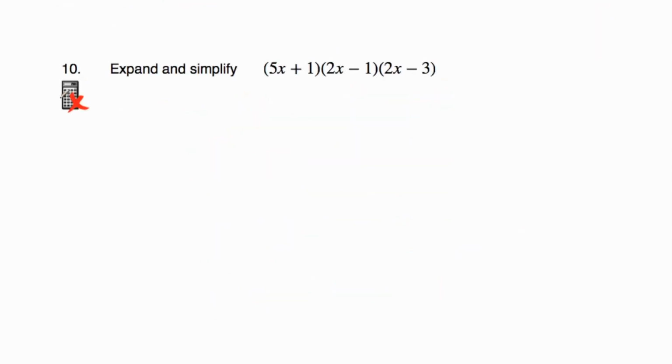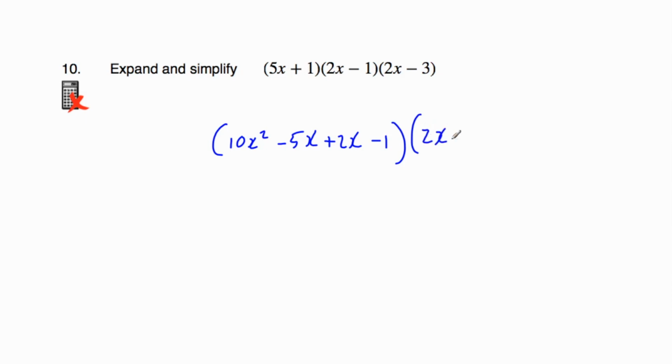Okay, let's have a look at question number 10. So question number 10 says expand and simplify 5x plus 1, 2x minus 1, 2x minus 3. So again, let's expand our first pair of brackets. So let's see what we get. So 5x times 2x would be 10x squared. 5x times minus 1 would be minus 5x. 1 times 2x would be plus 2x. And 1 times minus 1 will be minus 1. So that's our first pair of brackets expanded.